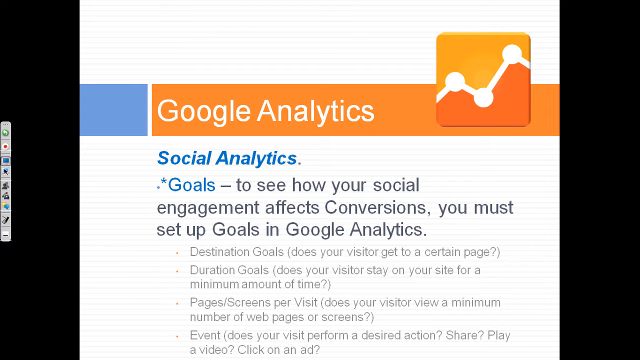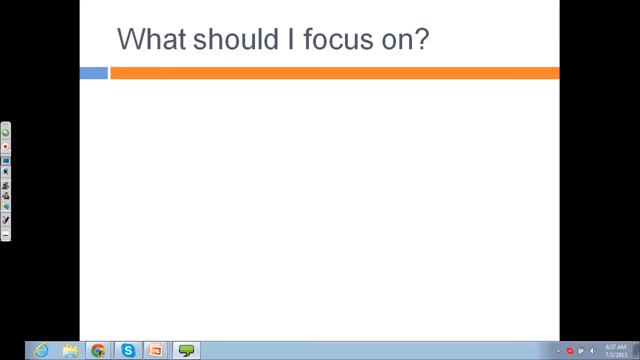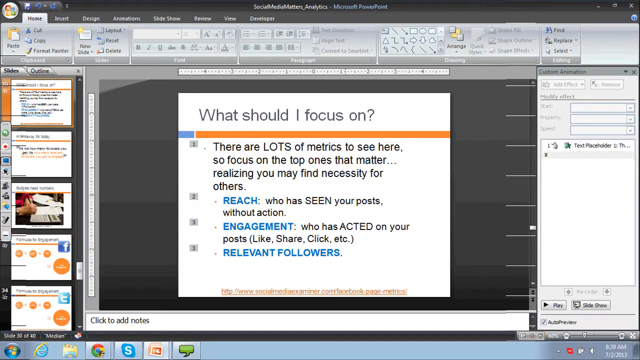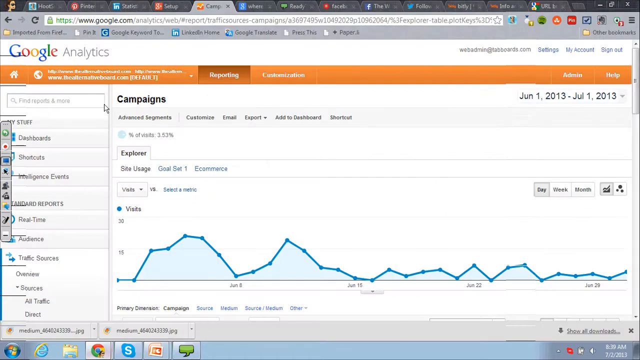Destination goals: does your visitor get to a certain page? Duration goals: does your visitor stay on your site for a minimum amount of time? Pages or screens per visit: does your visitor view a minimum number of web pages or screens? And for an event, does your visitor perform the desired action? Do they share something? Do they play a video? Do they complete a contact form? What do they do? Let's hop back in briefly into Google Analytics just to show you what's going on here.